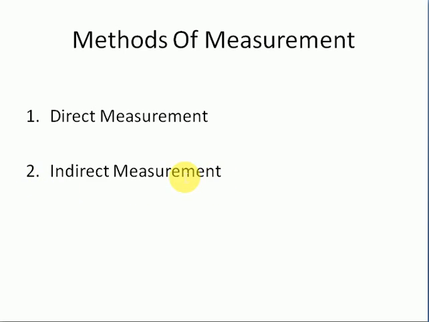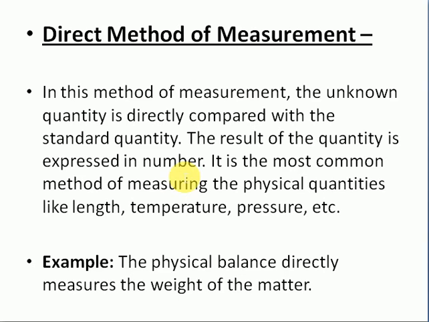Okay, so what is direct measurement and indirect measurement? Direct method measurement is nothing but the unknown quantity is directly compared with the standard quantity. We measure the unknown quantity directly. This method is very accurate and a low time consuming method.